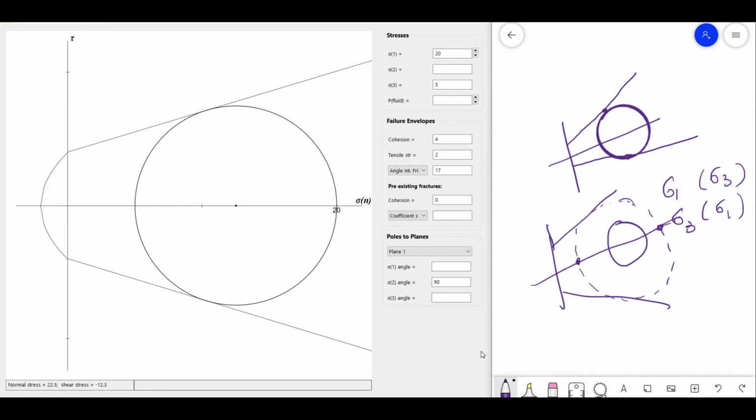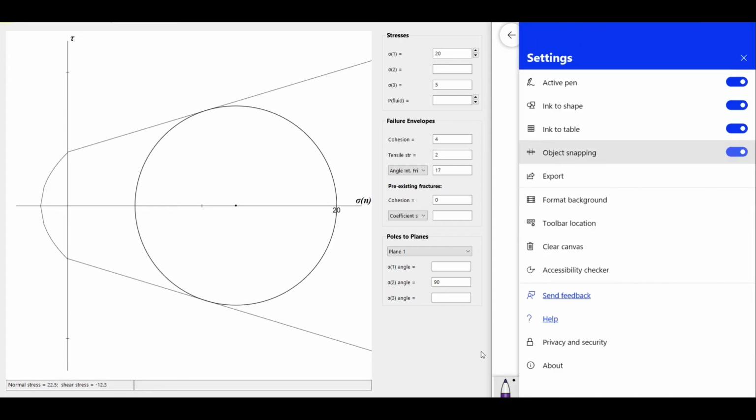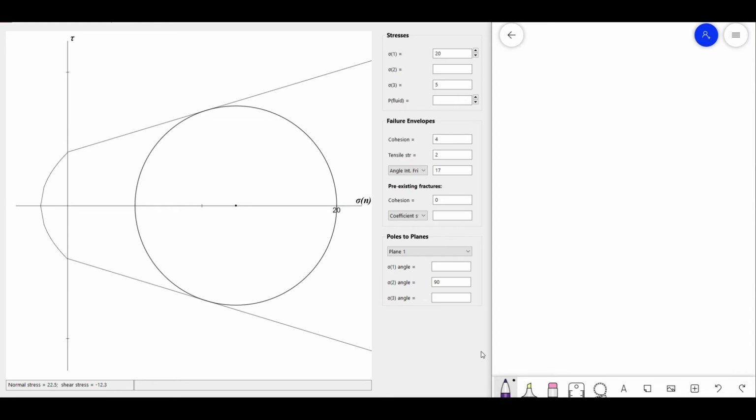And again, in the second case, let's consider we have the envelope like this, and this one and this one are the upper and the lower value of the cohesion, like we have already discussed in the first video.